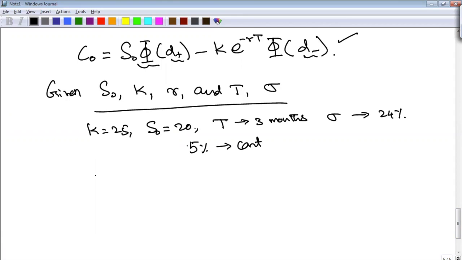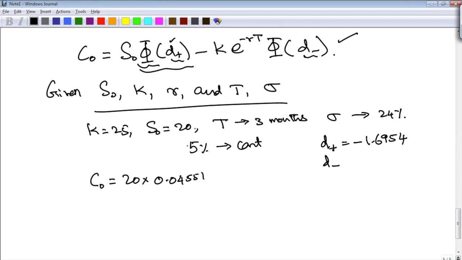So then if we want to find C naught, you can see that it is 20 into 0.04551, that is phi of this. How will you find it? You first find d plus. In this case, d plus is given by minus 1.6954 and d minus is given by minus 1.8154, and then you can use the standard normal table to get this number.